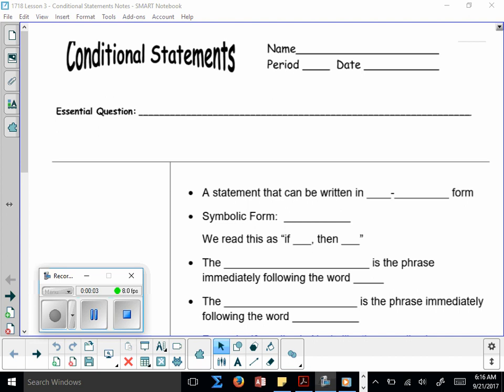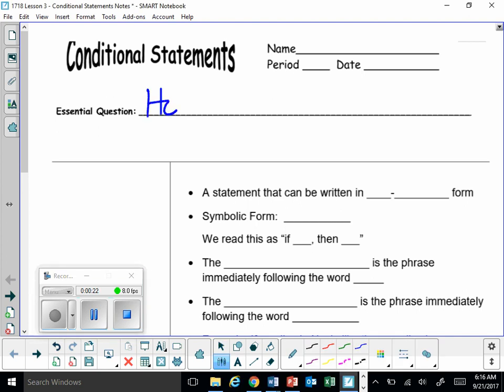Our third lesson in the Logic and Reasoning unit deals with conditional statements. We use conditional statements all the time in real life. If you eat your broccoli, then you may have dessert tonight. That's a conditional statement. Our essential question today is, how do I write conditional statements?